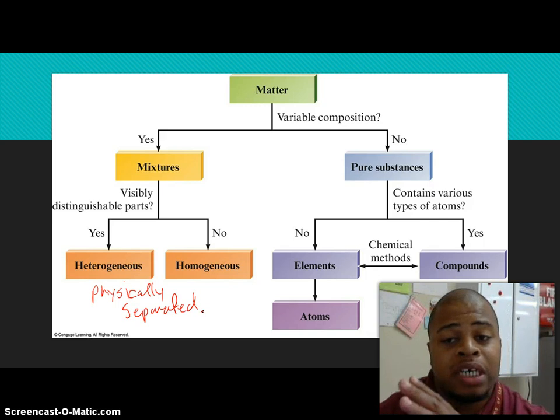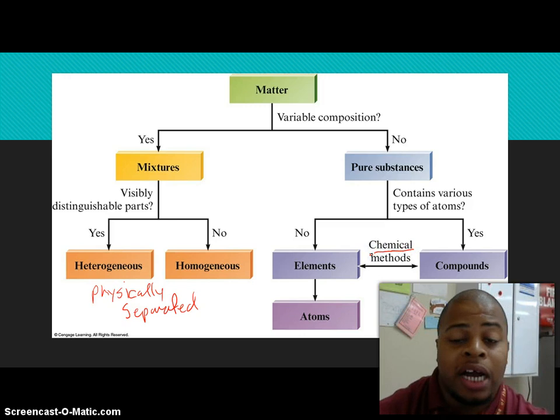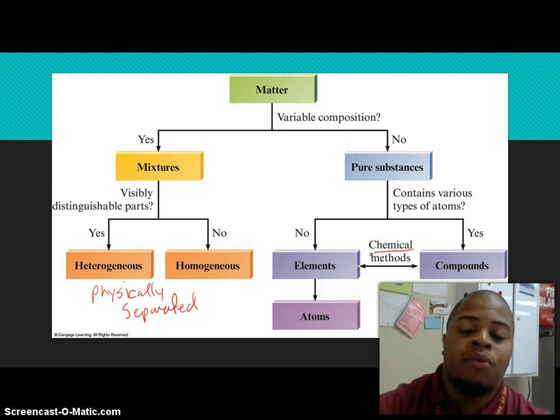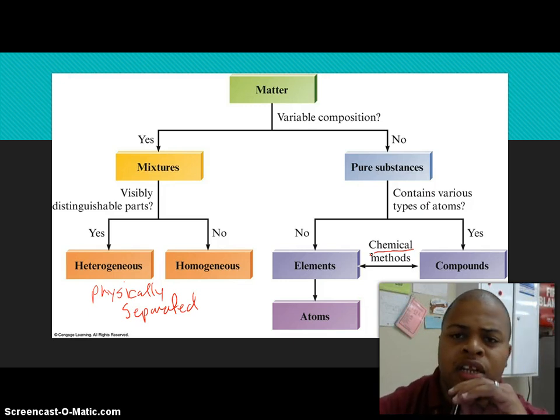Now, what about our pure substances? You notice that it only points out chemical methods. Only by chemical methods can we separate out our compounds, and even the elements, we can't really even go further than that. And we'll talk again about that a little bit later.